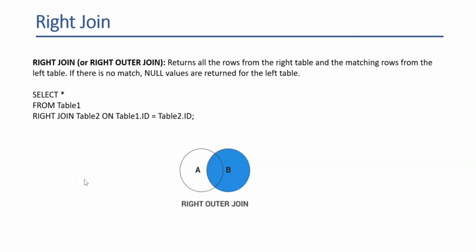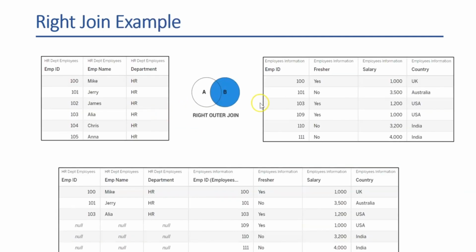And as in the left join, if there is no match, null values are returned in this scenario for the left table. So the syntax is more or less the same. Rather than left, you just need to use right join, and then the column on which you want to perform that join. So here's the example. You have these two tables, and in the final table, if you perform the right join, it will provide you the values for all of the right table. So in this scenario, you have the entire list of the right table.